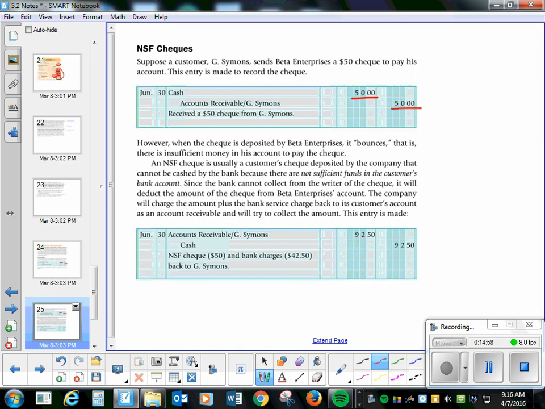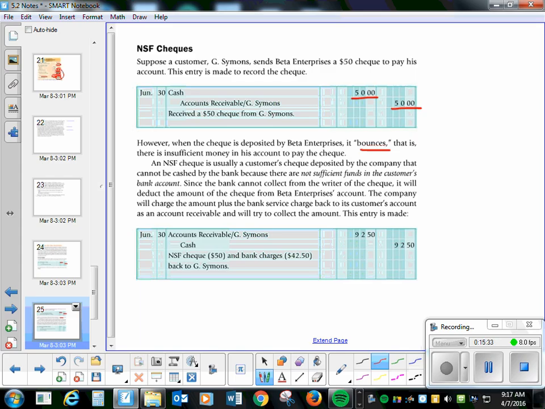And it says here, however, when the check is deposited by Beta Enterprises, it bounces. That is, there's insufficient money in this account to pay for the check. An NSF check is usually a customer's check deposited by the company that cannot be cashed at the bank because there's not sufficient funds in the customer's bank account. Since the bank cannot collect from the writer of the check, it will deduct the amount of the check from Beta Enterprises' account. The company will charge this amount plus the bank service charge back to its customer's account as an account receivable and will try to collect the amount later. Okay, so that's what they have to do there.